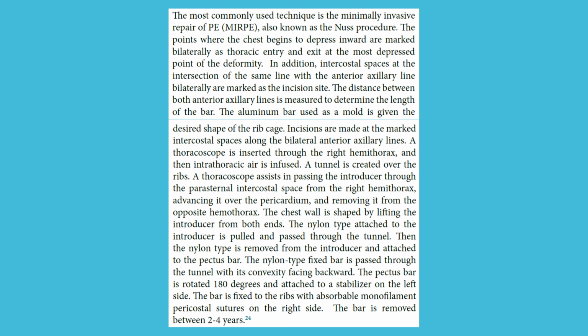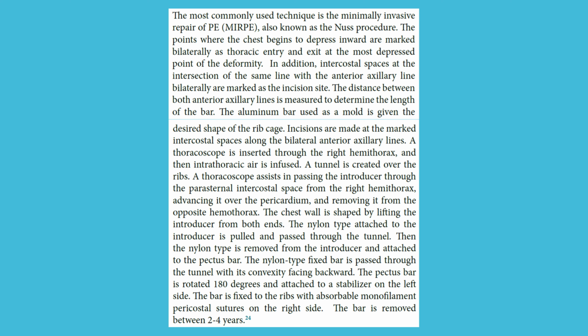The points where the chest begins to depress inward are marked bilaterally as thoracic entry and exit at the most depressed point of the deformity. In addition, intercostal spaces at the intersection of the same line with the anterior axillary line bilaterally are marked as the incision site. The distance between both anterior axillary lines is measured to determine the length of the bar.